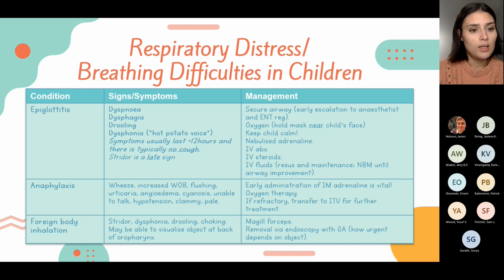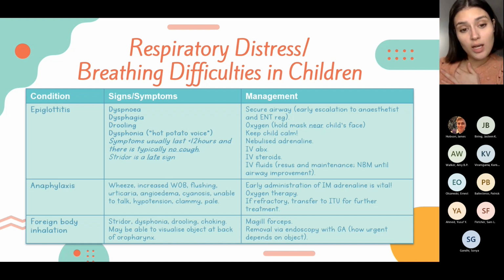Okay, and then finally, foreign body inhalation. So with this, they'll typically have a stridor, because the air's trying to get itself around that foreign object in the airway. Might have changes to their voice, drooling again. They might be physically choking still when you see them trying to get the object up. And you might actually be able to see the object at the back of the oropharynx if you're lucky. And in that case, you might be able to fish it out with a pair of McGill forceps, those really long, scissory looking things.